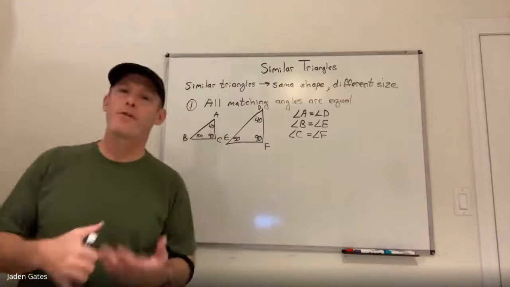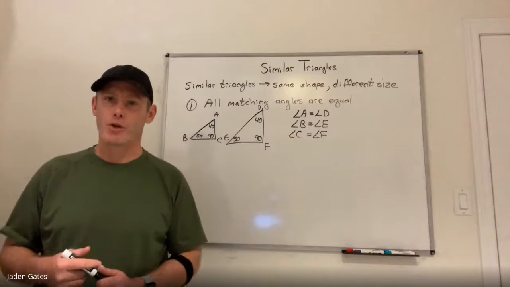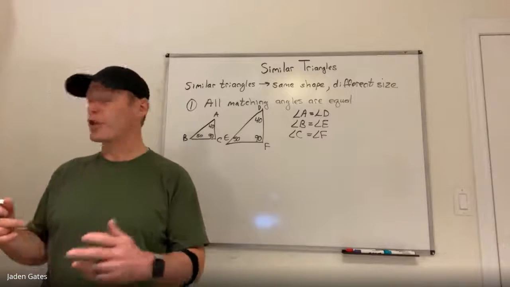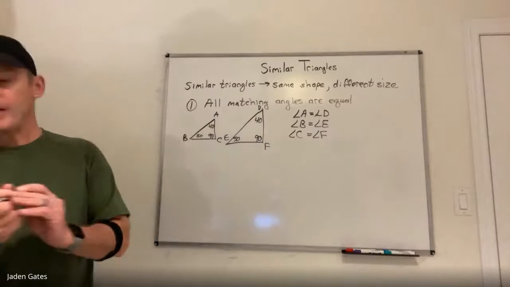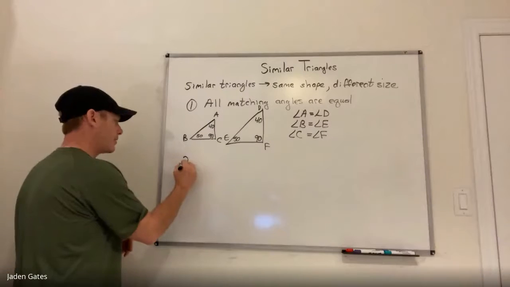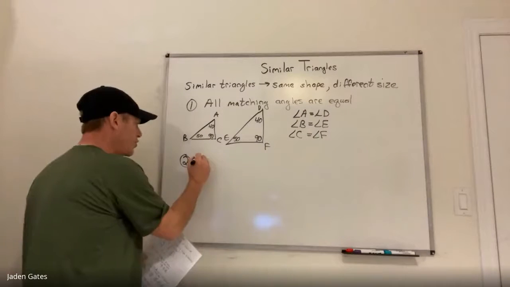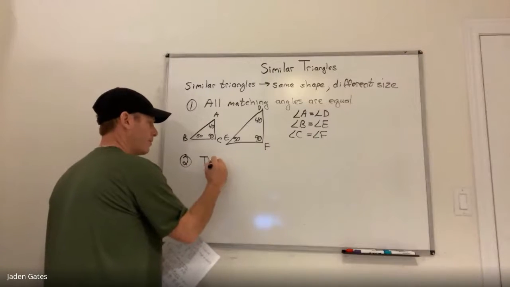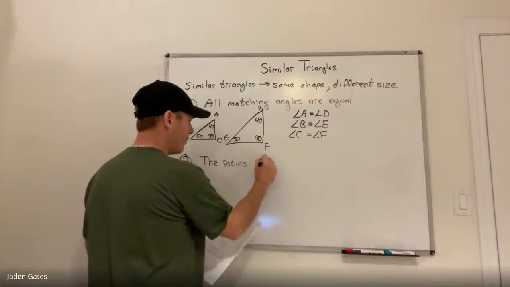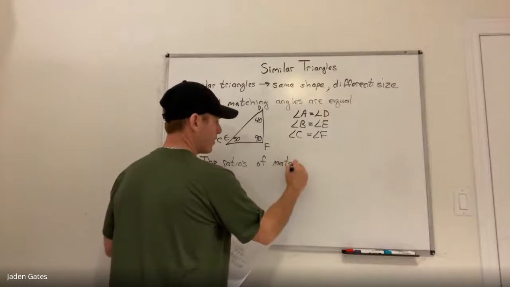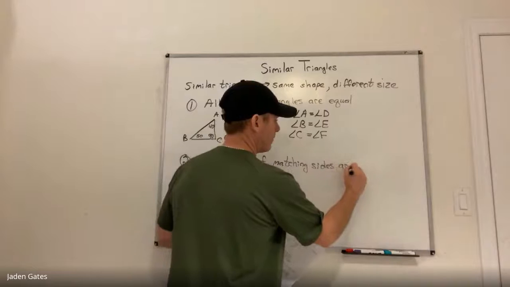So that means if all the angles are equal and they match up, your shape is the same, different size, and so you have similar triangles. Now the second thing, and this is going to be huge for us, because I said three things are true about similar triangles, is that the ratios of matching sides are equal.